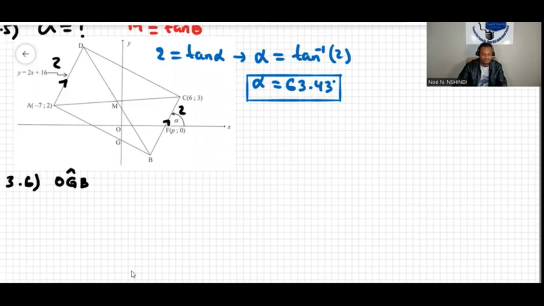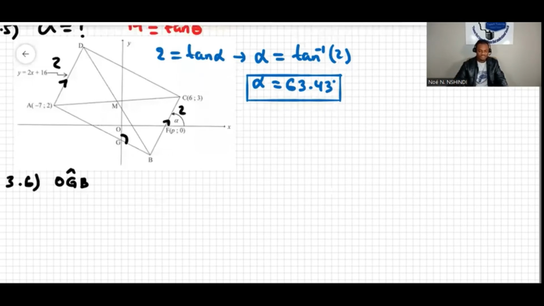OGB. So we're looking for this angle. Well, we can solve this in many different ways, okay? There are many ways, but I prefer to do the way that seems to be easier. Because we already found alpha here, alpha is equal to 63.43. We can notice that the angle alpha and this angle are equal because they're vertically opposite.